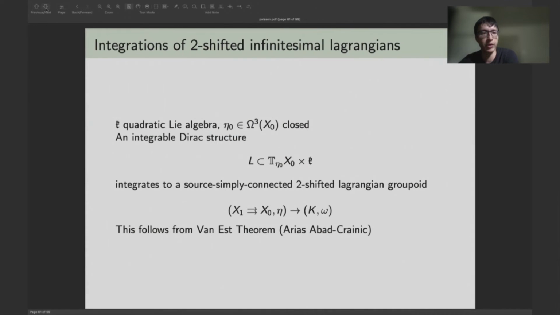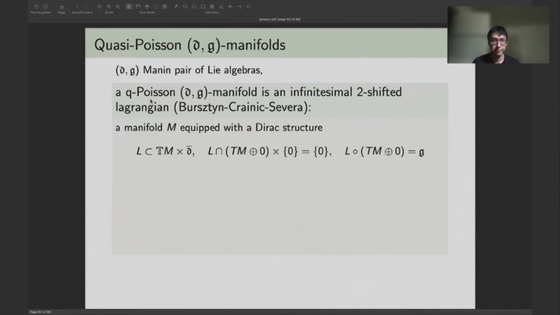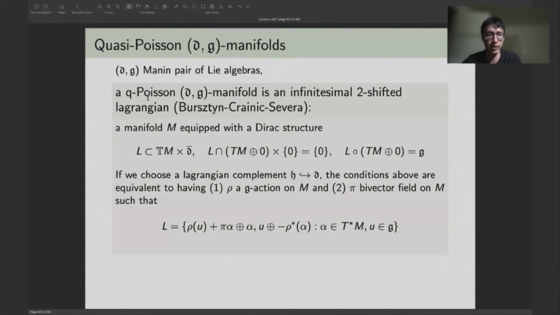So for example, a nice application of this is integration of quasi-Poisson DG manifolds. So if we have a Manin pair of Lie algebras, there is the notion of quasi-Poisson DG manifold, which is given basically by a Dirac structure in the product of these current algebras that satisfies some complicated equations. Right, that basically means that once we choose a Lagrangian complement for G inside of D, we get a bivector field on M and an action of G on M. And in that case, this bivector field doesn't have to be Poisson, but it fails to be Poisson in a way controlled by the action of G.